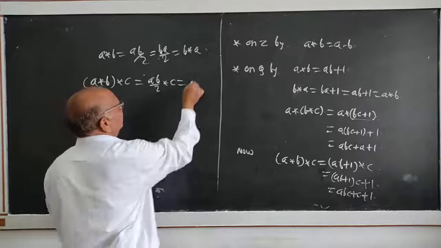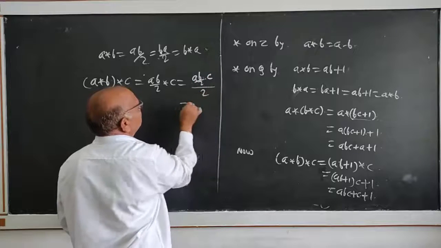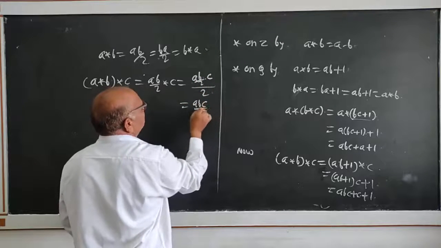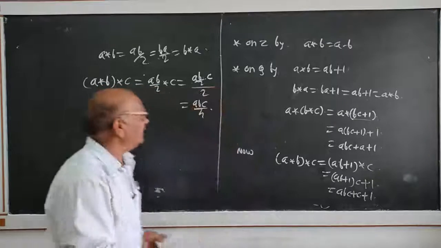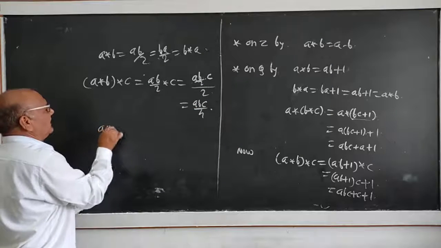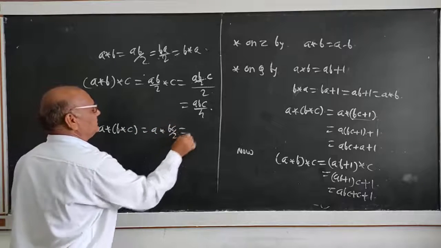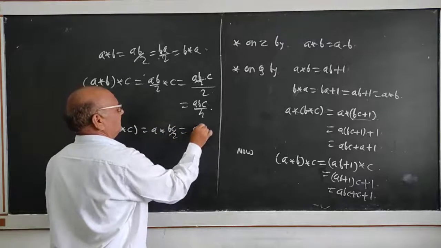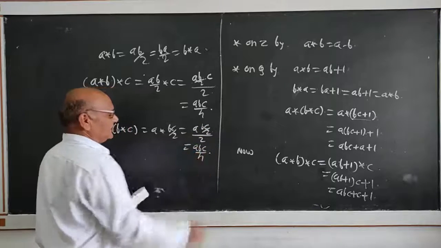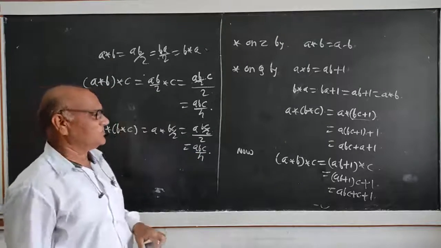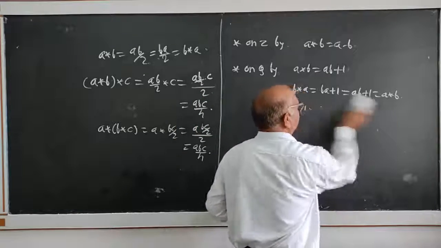This is again AB by 2 into C upon 2. This gives ABC by 4. And again A star (B star C) is equal to A star (BC by 2). This gives A(BC by 2) upon 2, that means ABC by 4. That means clearly it is also associative operation. That means this operation is commutative as well as associative.